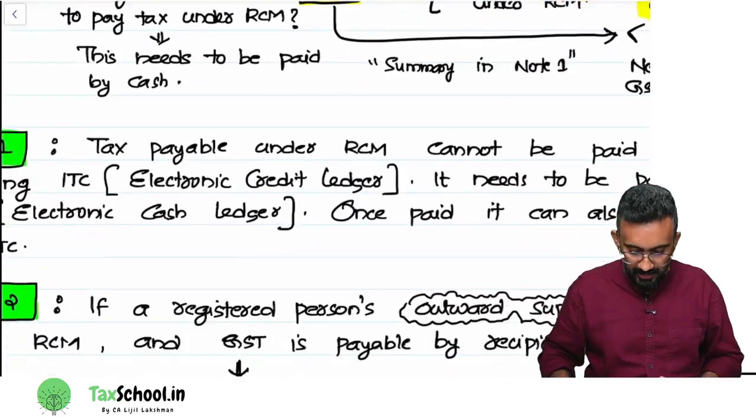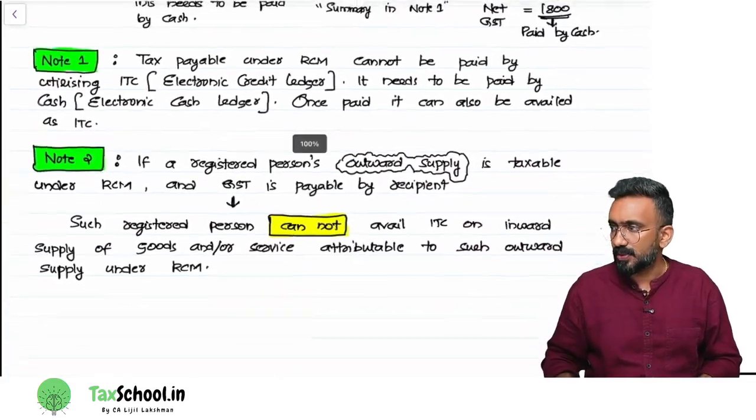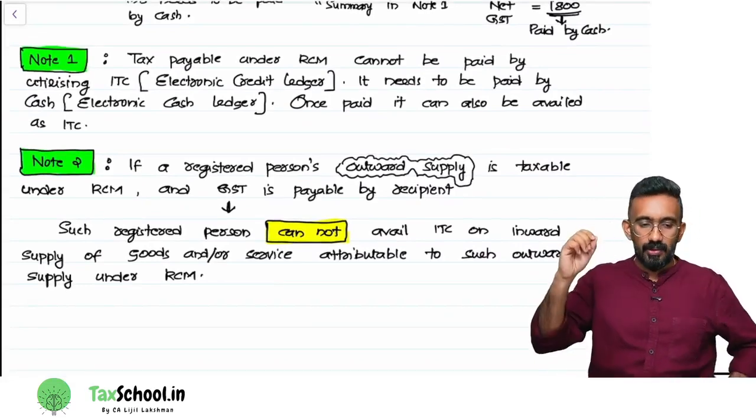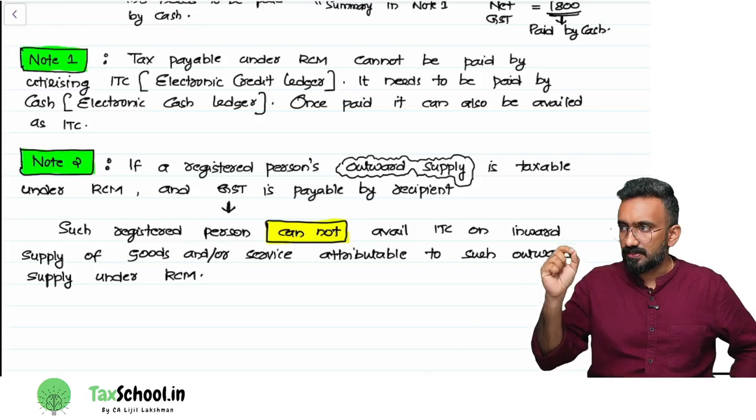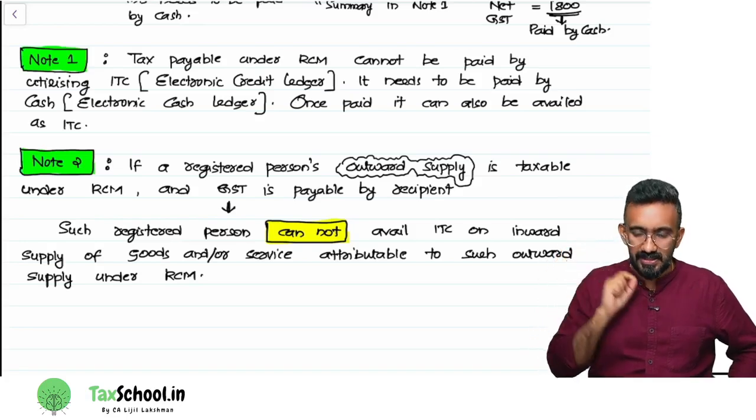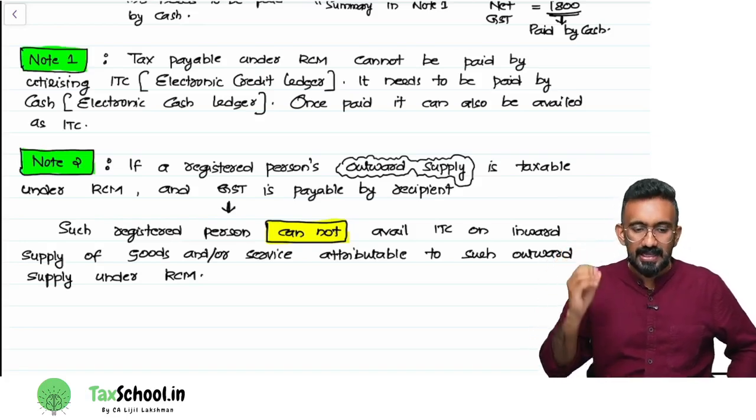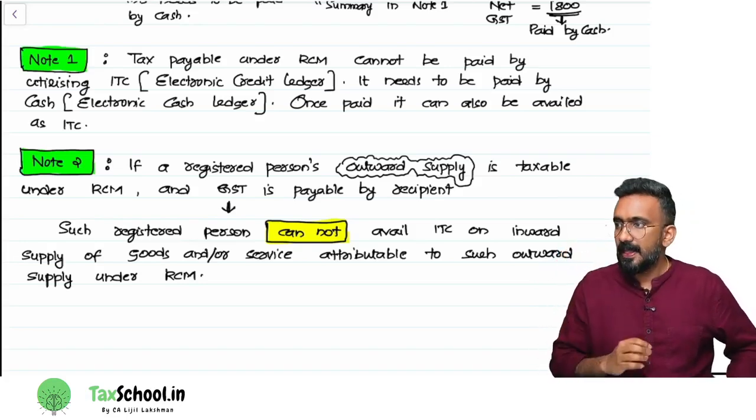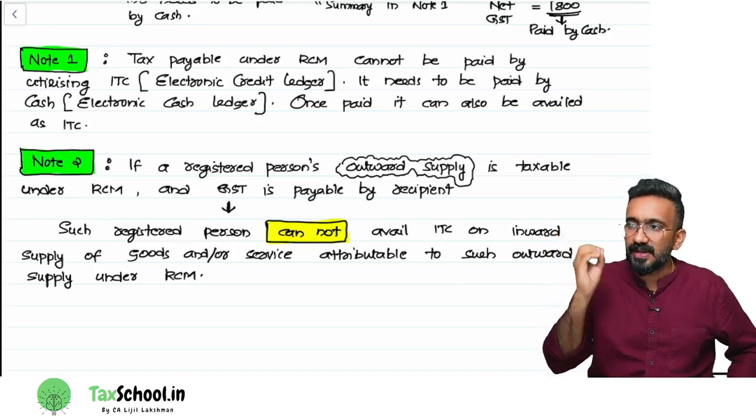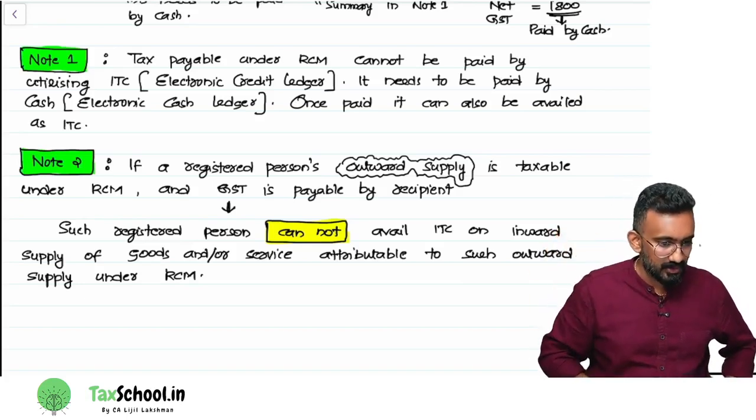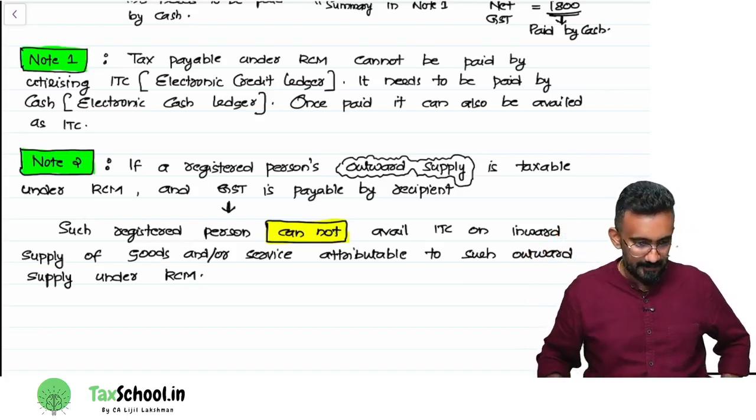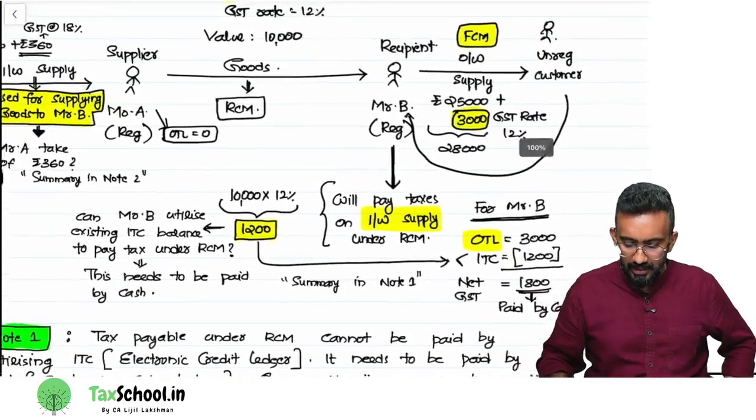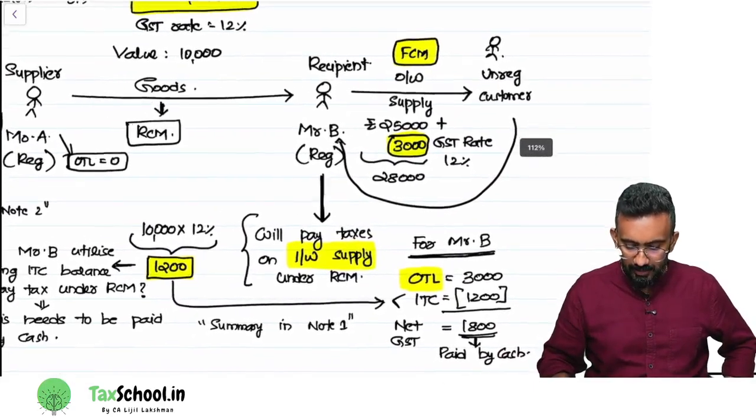Understanding? This is what I have written as note number 1. If somebody wants to take a note of this, this is where you take a photo and keep it with you. Note number 1: Tax payable under RCM cannot be paid by utilizing ITC, that is electronic credit ledger. RCM tax needs to be paid by cash, that is electronic cash ledger. Once paid, it can also be availed as ITC. What is the meaning of that? So I've said you cannot pay this 1,200 by credit, you have to pay by cash.